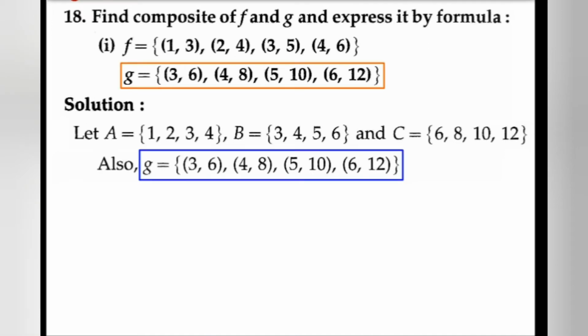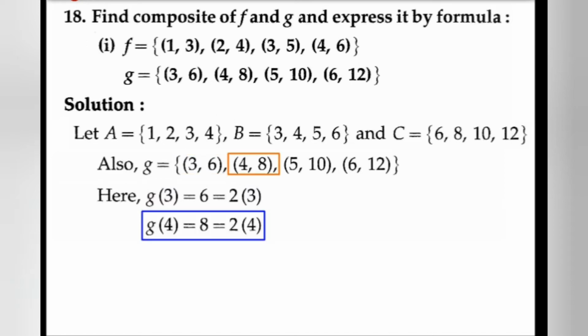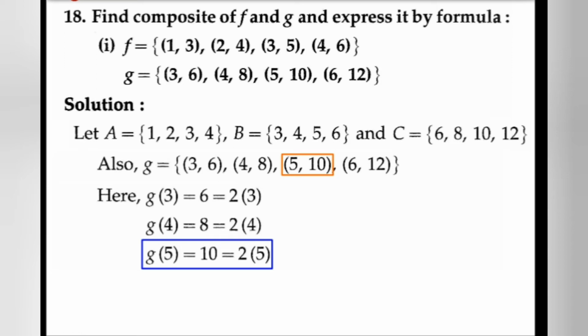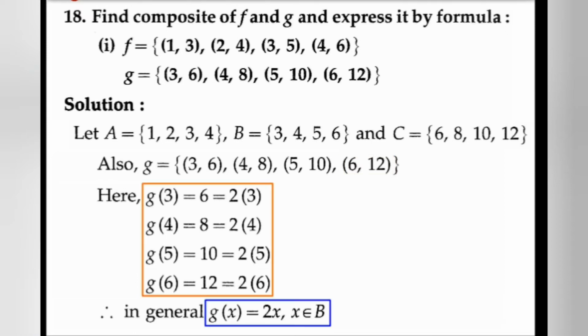Also, g is equal to the set {(3, 6), (4, 8), (5, 10), (6, 12)}. Here, g(3) is 6, that is 2 into 3. g(4) is 8, that is 2 into 4. g(5) is 10, that is 2 into 5. And g(6) is 12, that is 2 into 6. Therefore, in general, g(x) is 2x, x belongs to B.